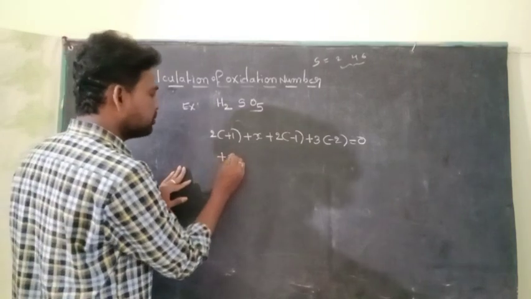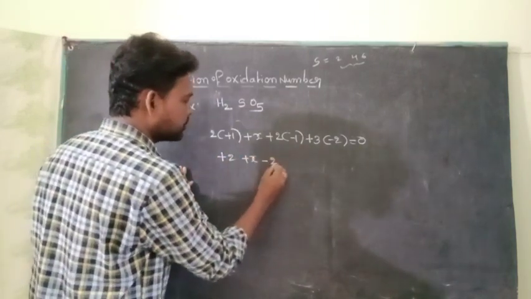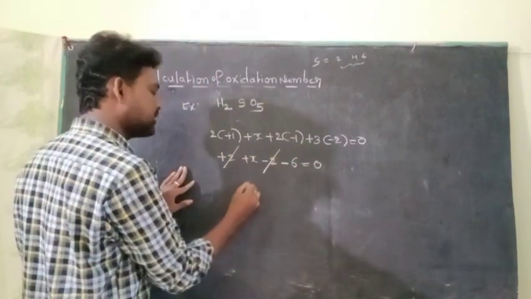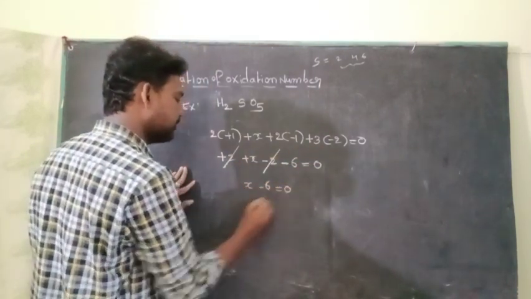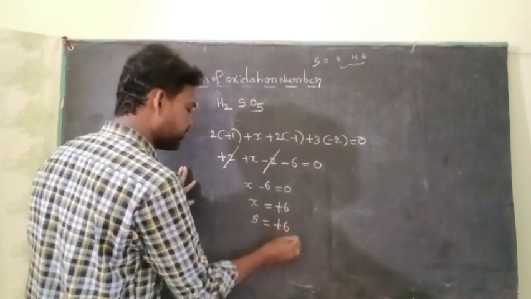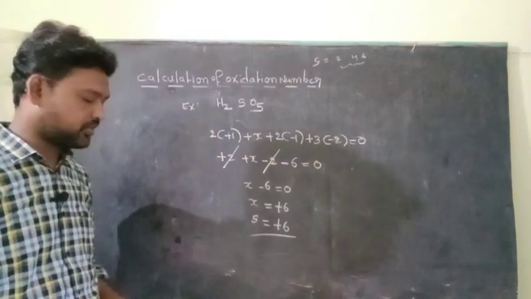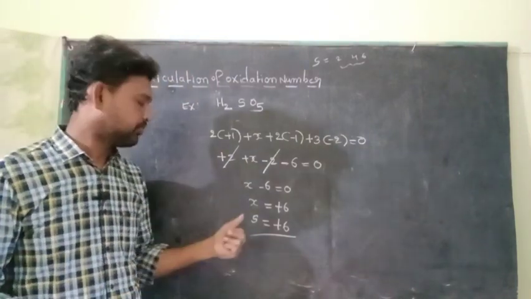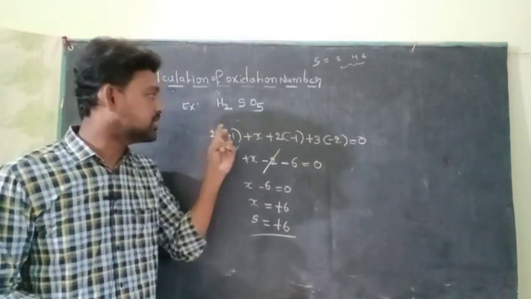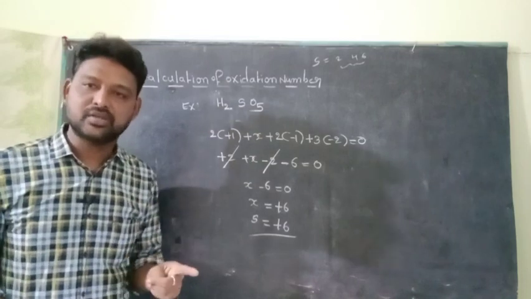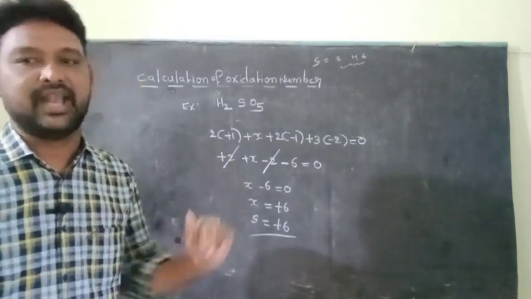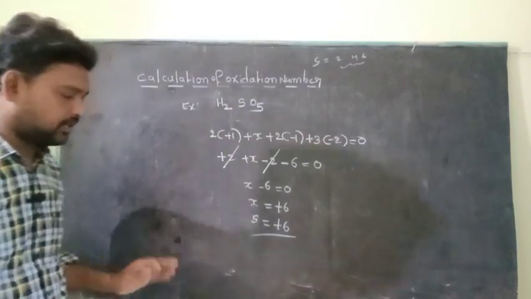So plus 2 plus x minus 2 minus 6 equal to 0. Plus 2 minus 2 cancel. x minus 6 equal to 0. x equal to plus 6. x is nothing but sulfur. The sulfur oxidation number is plus 6. Why? Because this is a peroxy compound. In a peroxy compound, we take a minimum of 2 oxygen atoms as peroxy oxygen atoms. This is the correct method.